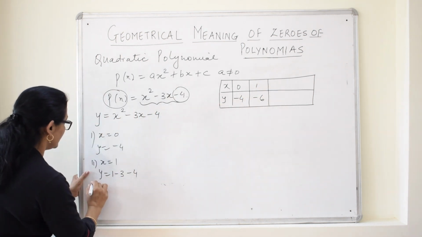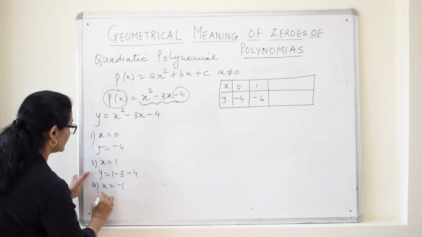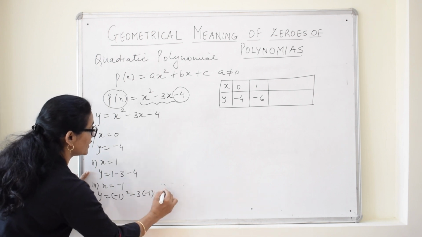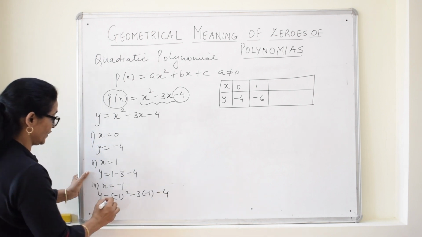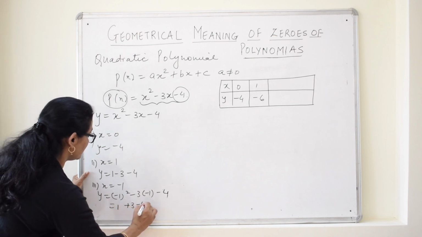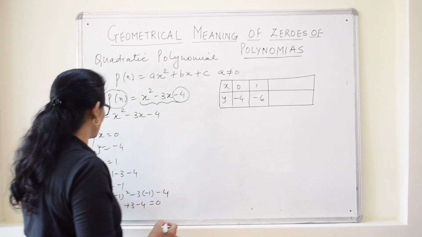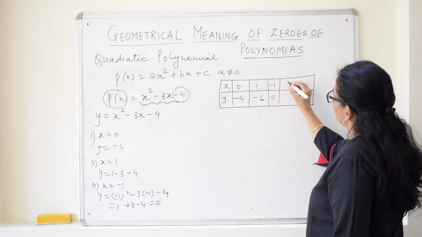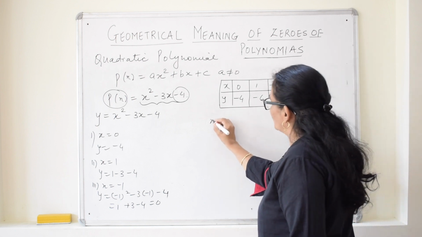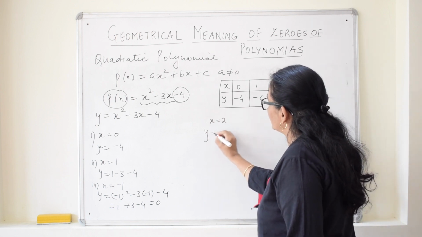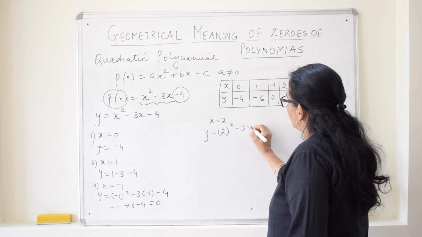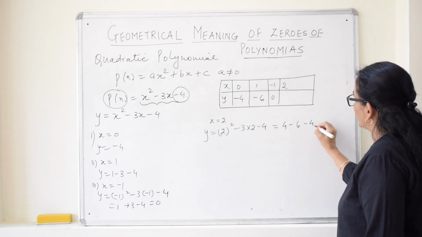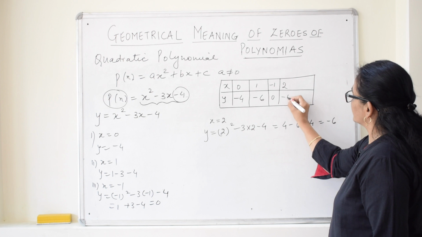Third, if you take x is equal to minus 1, then y is equal to minus 1 square, then minus 3 into minus 1 minus 4, that will be 1 plus 3 minus 4, so that is 0. So when we have taken x is equal to minus 1, we are getting value 0. Similarly, x is equal to 2 will give us y is equal to 4 minus 3 into 2 minus 4, so that is 4 minus 6 minus 4, so that is minus 6.